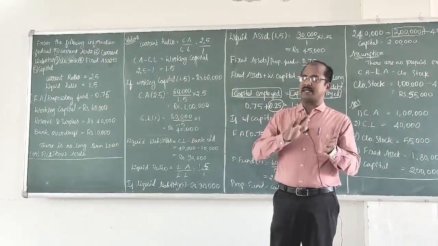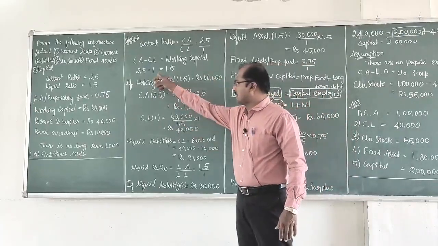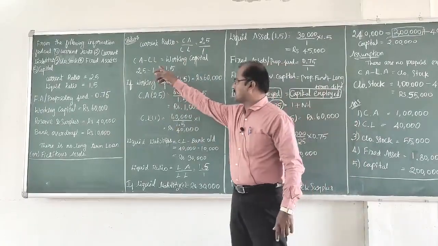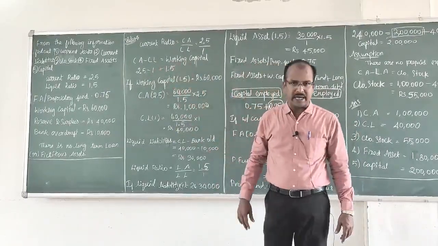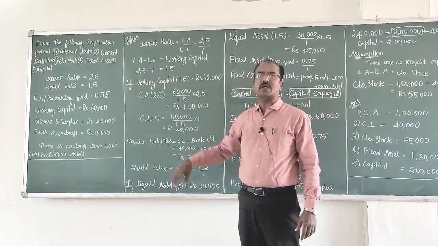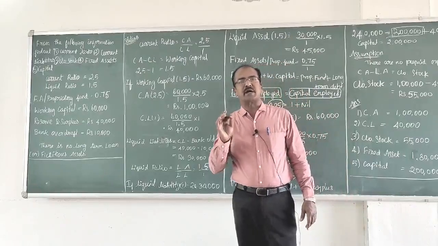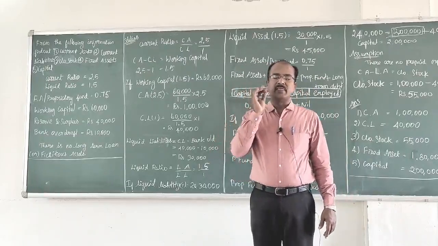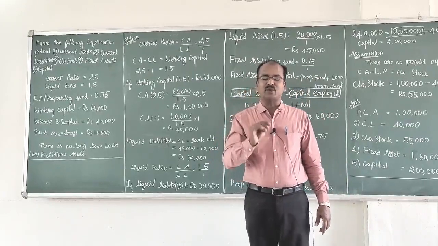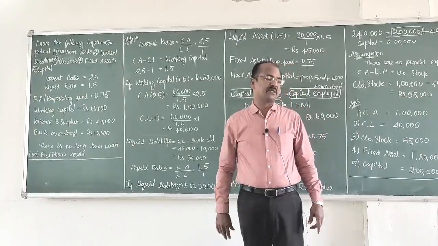So current asset has got a weight of 2.5. Current liability has got a weight of 1. So current assets minus current liability will give us working capital. So what is the answer for working capital? Here it is 1.5. So the weight for working capital is 1.5 when the current assets and current liabilities have the weights of 2.5 and 1 respectively.